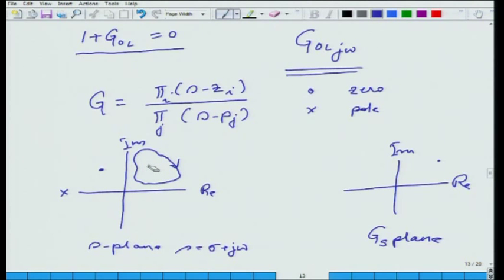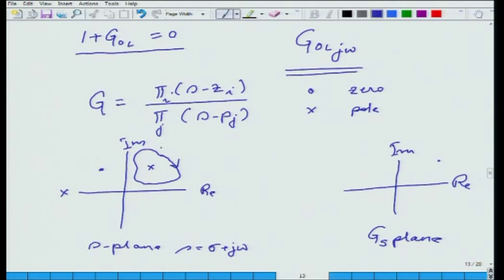Just to keep it simple, some of the poles are outside, some of the zeros are outside, and maybe let us say one pole is inside the contour. Okay. Then you have one zero which is here, and two poles, one of the poles is here and the other pole is here. Let us say we have a system like this.